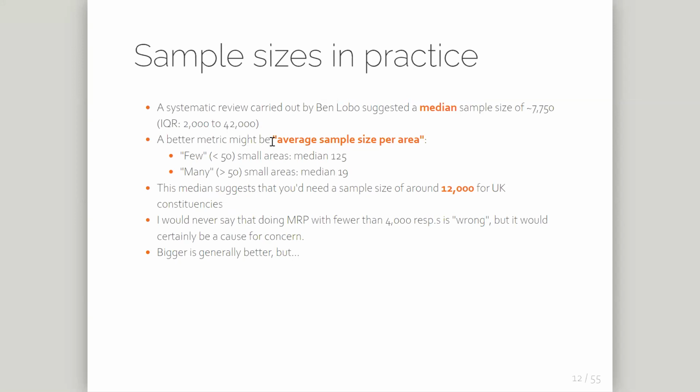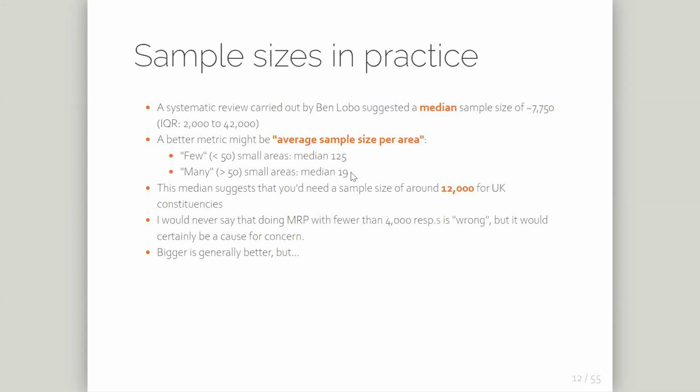And thinking about that US example, another metric is not to look at the total sample size, but rather the number of respondents per area. If you are working in the US or Switzerland or another area with relatively few small areas, then you probably want 80 to 100 respondents per area. But if you're in the UK, then 20 respondents per area might be reasonable. That's the kind of logic which suggests that for the UK, you'd want a sample size of around 12,000.